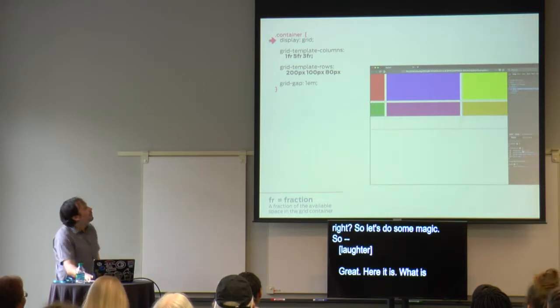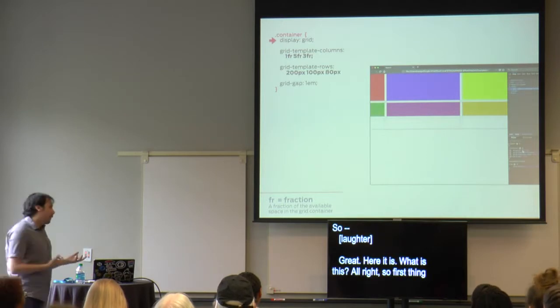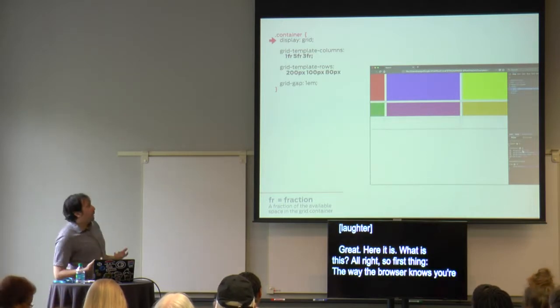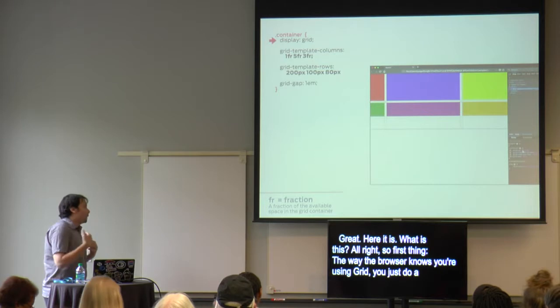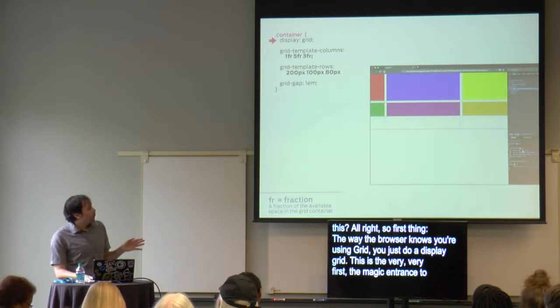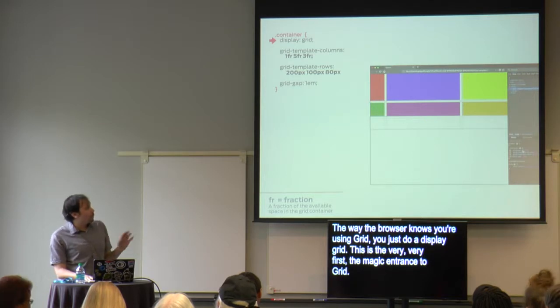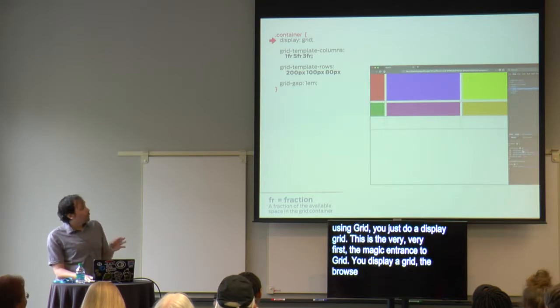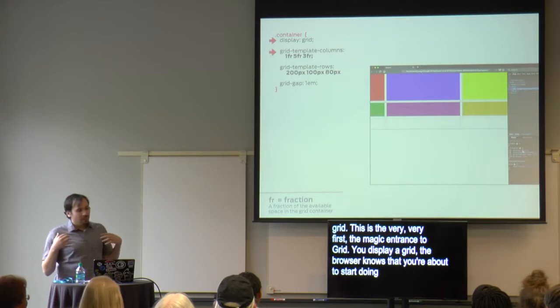All right, so first thing, the way the browser knows you're using Grid, you just do display: grid. This is the very first, the magic intro into Grid. You do display: grid, the browser knows that you're about to start doing your layout in Grid, you're good to go. Then the second thing is columns, right?